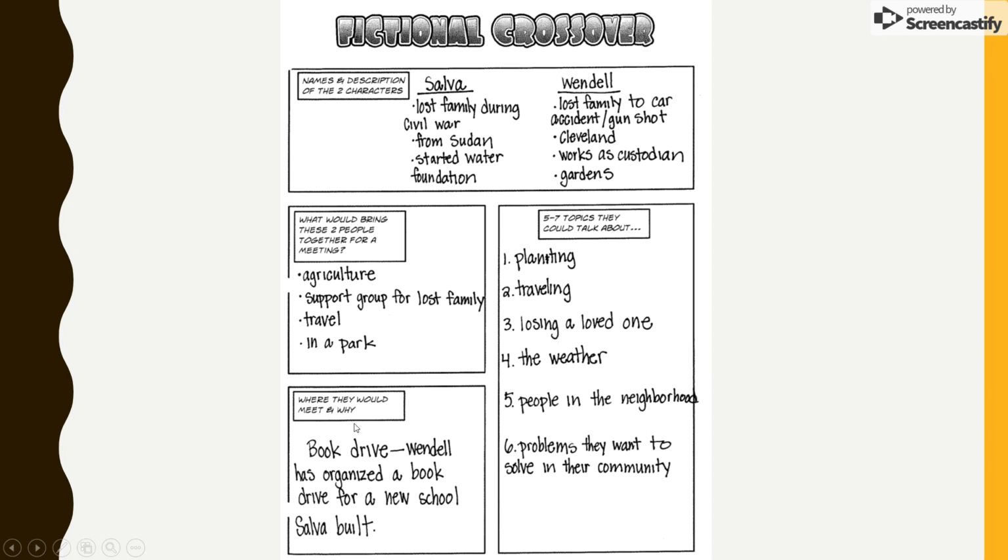here is where you're going to decide what your final decision is going to be on what your characters are going to do in your story. I have decided that Wendell is going to organize a book drive for a new school that Salva built. So in my fictional crossover, Salva has built a new school in a village in Sudan. Because Wendell also works at a school, he has heard about this and is going to host a book drive to raise books for Salva's new school. You need to have all of these boxes filled out just like I have them here.